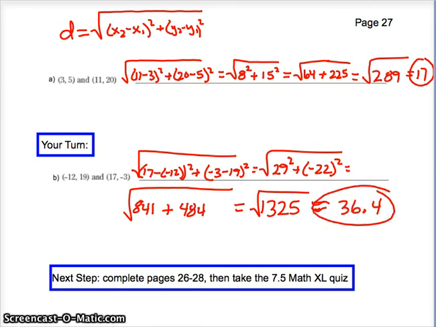All right, folks, there it is. You've got the distance formula, and you know how to find the midpoint of 2 points on the coordinate plane. Your next steps are to complete pages 26 through 28 in your packet, and then you're going to go ahead and take that Math Excel quiz over section 7.5. Hope you learned a lot. That's all for now.